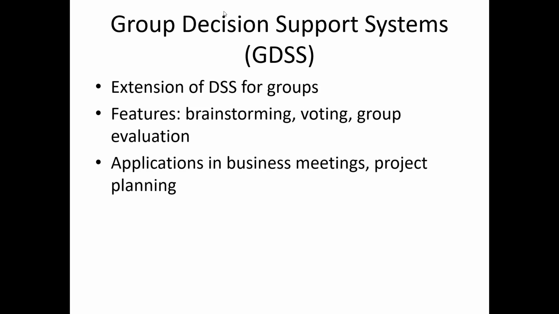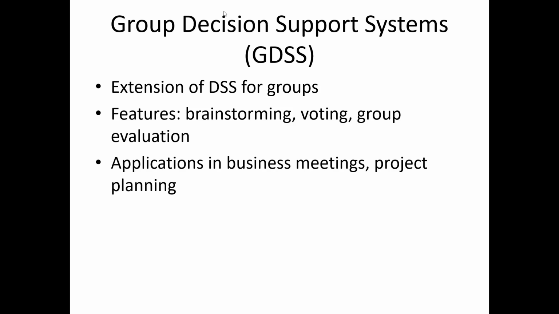Now let us talk about group decision support systems, GDSS. It extends the capabilities of DSS to support decision making by a group rather than an individual. Features include brainstorming tools, voting mechanisms, group evaluation models, and so on. And they are widely used in boardrooms, strategic meetings, and online collaboration platforms like Microsoft Teams, for example, or Zoom.